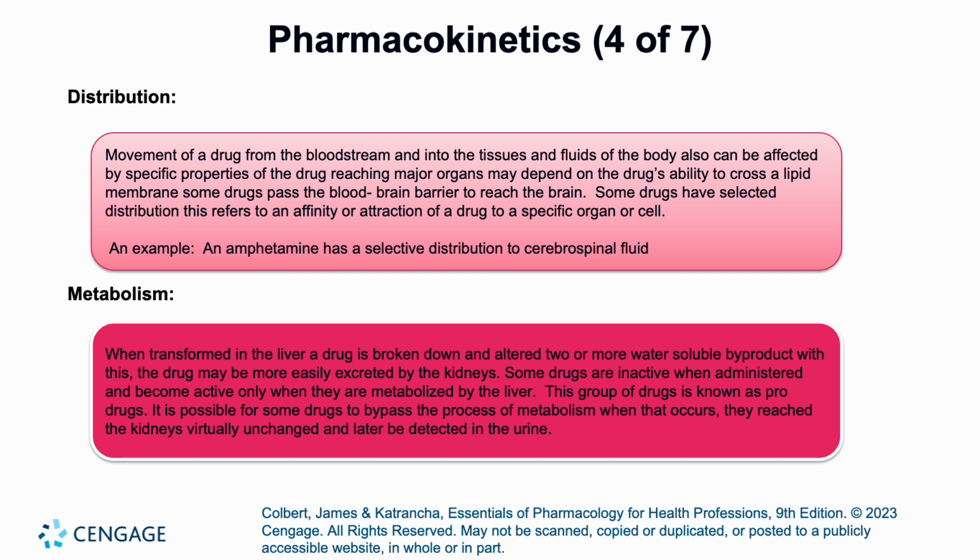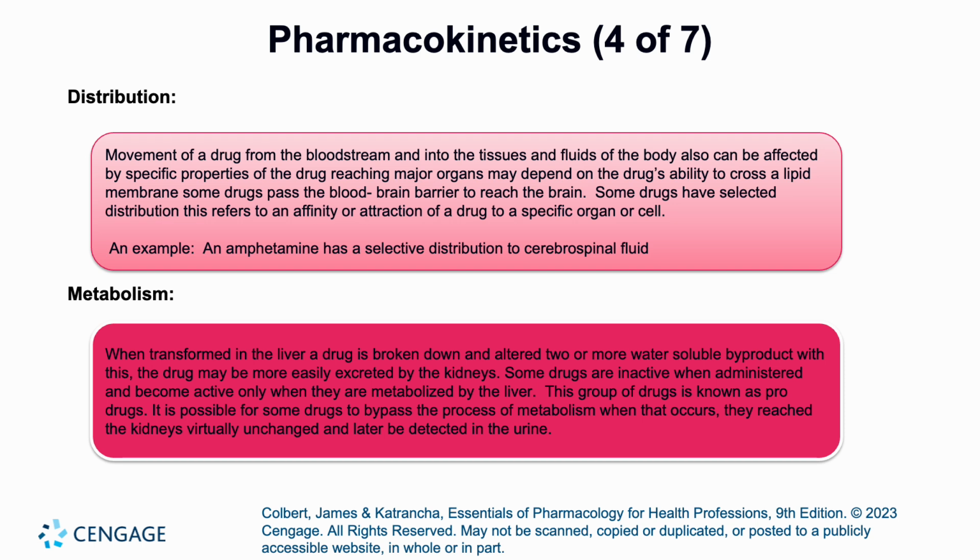So when we're talking about distribution, some drugs pass what we call the blood-brain barrier to reach the brain, some do not. Some drugs actually have selective distribution, which means they have an affinity or attraction to a specific organ or cell. An example is amphetamines, which have selective distribution to cerebrospinal fluid. So amphetamines really only impact cerebrospinal fluid heading up into the brain. Amphetamines work directly on the brain.